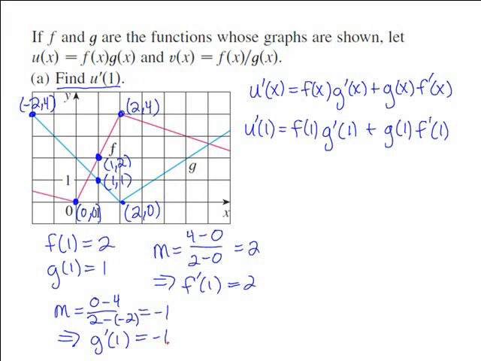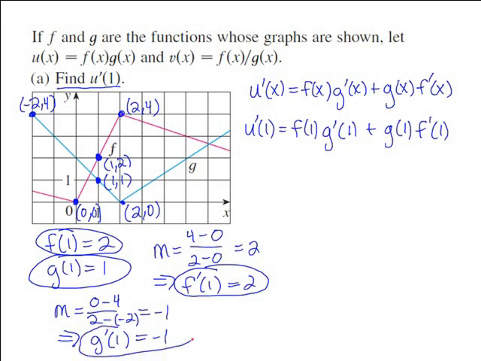And so now we see we have a value for f of 1, a value for g of 1, and also a value for f prime of 1 and g prime of 1. And so we can put those values into the expression for u prime of 1, and we find that u prime of 1 is equal to 2 times negative 1 plus 1 times 2. And that works out to give us that u prime of 1 is equal to 0. And that's the value we're looking for.